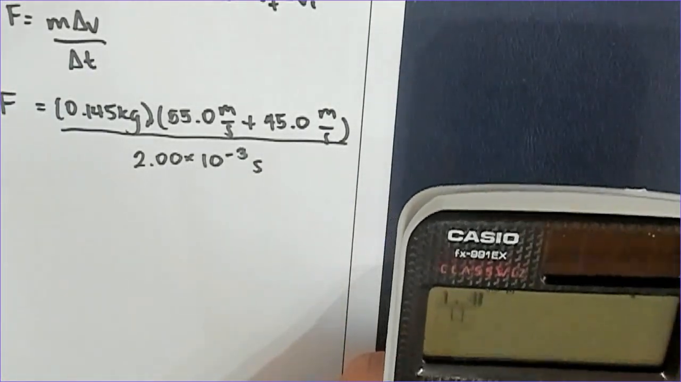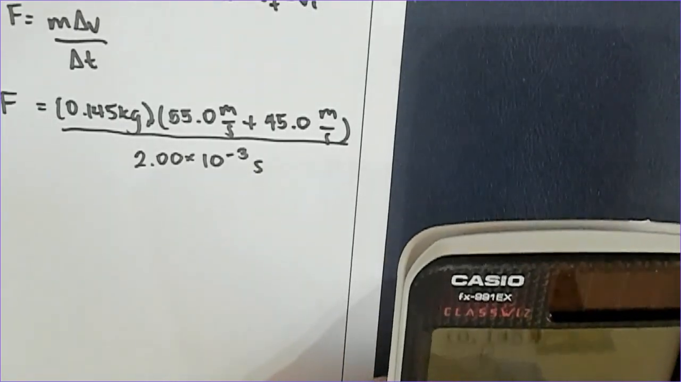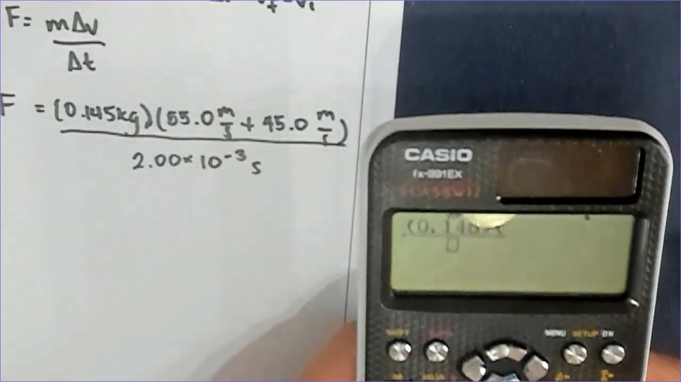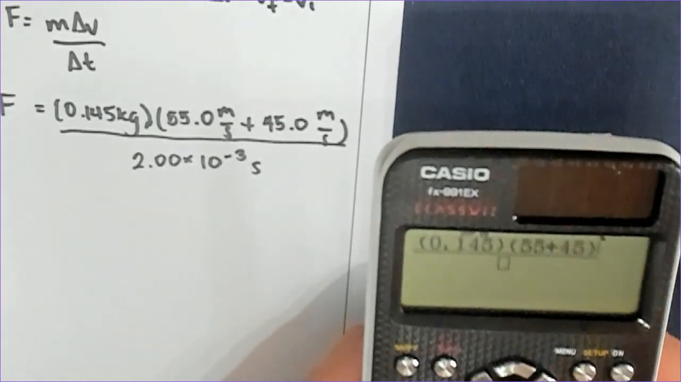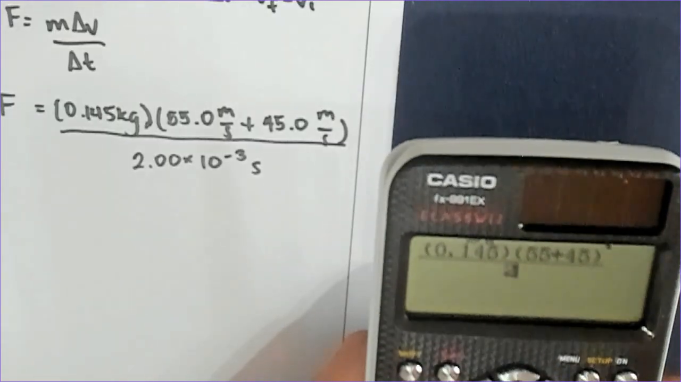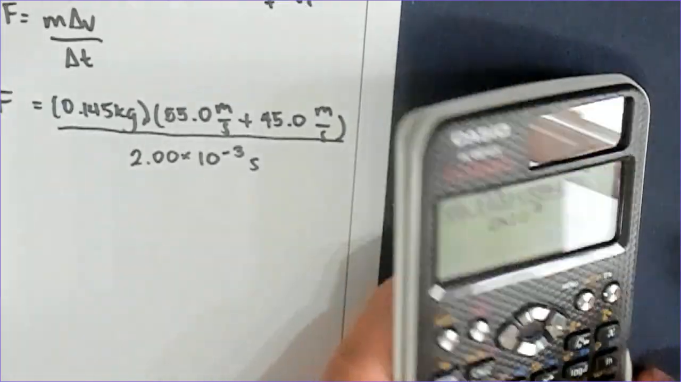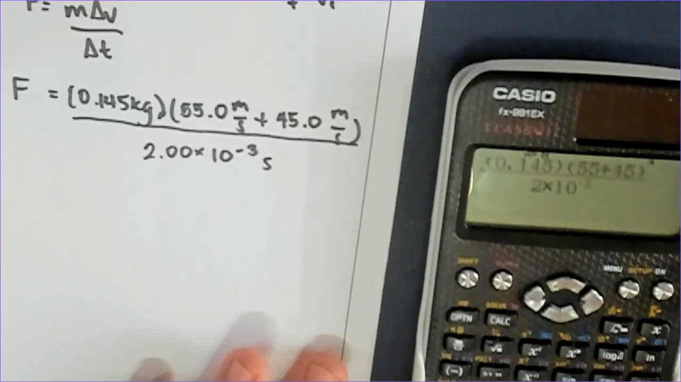0.145 times 55 plus 45, all over 2 times 10 to the negative 3 seconds. So once all of this is laid out, let's press the equal sign.